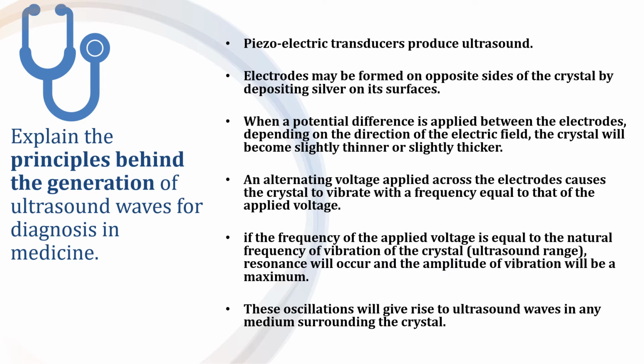An alternating voltage applied across the electrodes causes the crystal to vibrate, with a frequency equal to that of the applied voltage. If the frequency of the applied voltage is equal to the natural frequency of vibration of the crystal, resonance will occur, and the amplitude of vibration will be a maximum. These oscillations will give rise to ultrasound waves in any medium surrounding the crystal.